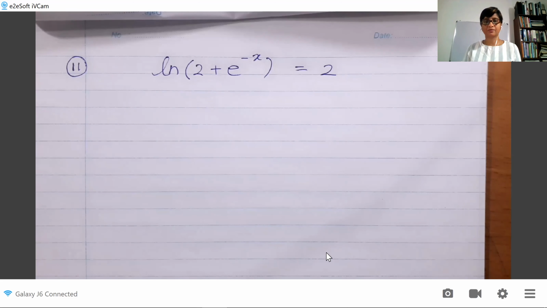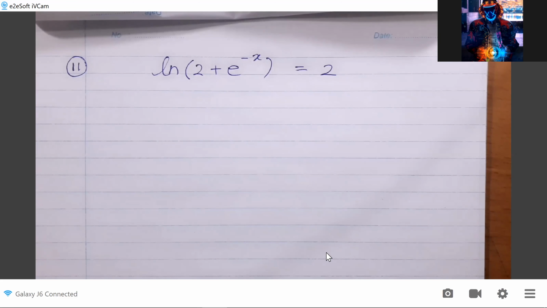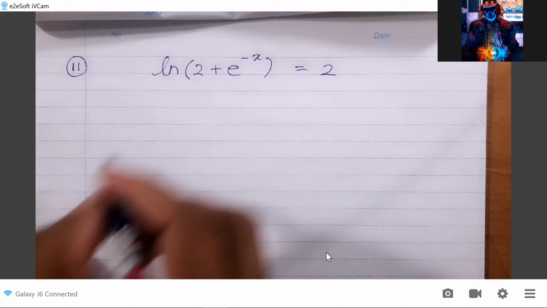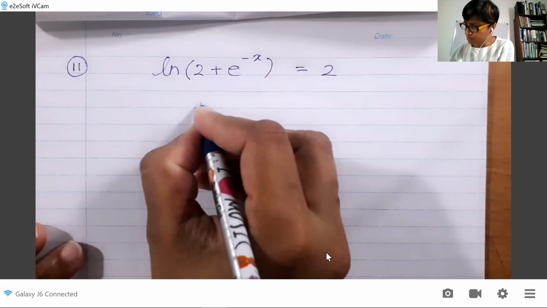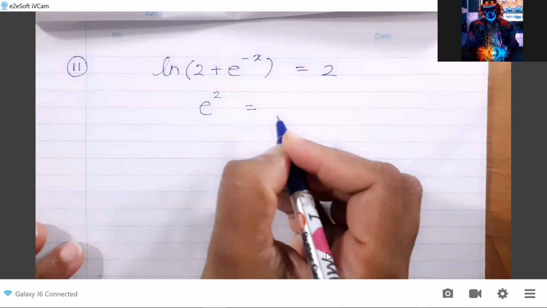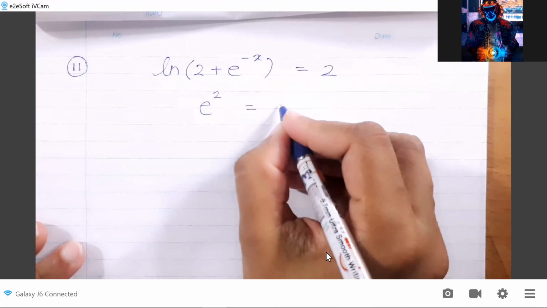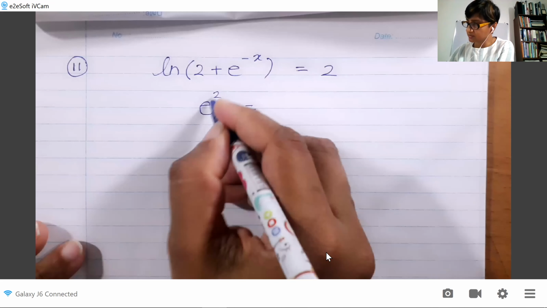Nathan, what do you do? When you... what do you do? I have to write that ln term as the power of e, and e to the power of 2 on the other side. All right, so is it like e to the power of 2 like this? Yeah, e to the power 2 is on one side, and the other side also e to the power of ln of that thing.